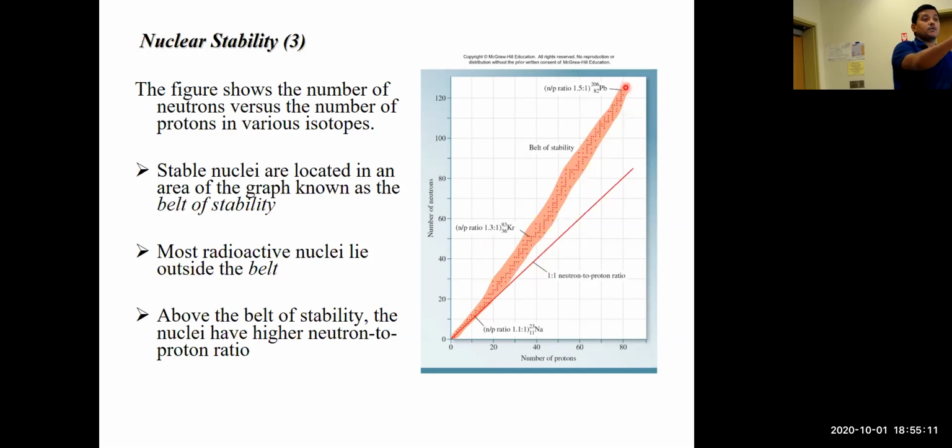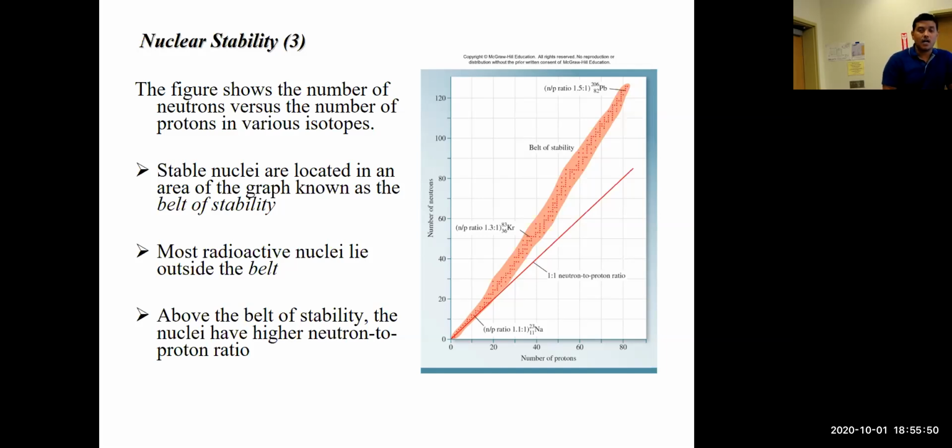As you go all the way to the top, to the last stable nucleus, lead-82, you happen to have a 1.5:1 ratio of neutron to proton. So this explains nuclear stability, and all the elements that are present here in the belt are stable nuclei, and any element that is present below or above is not stable. Naturally, all the radioactive nuclei of the elements are not part of this belt of nuclear stability. So any element that is found in this belt is a stable isotope of the element.